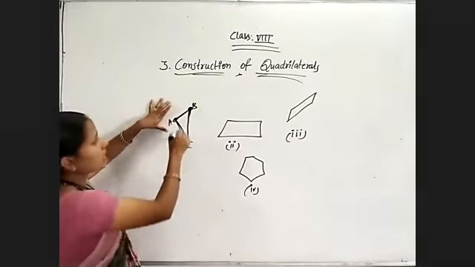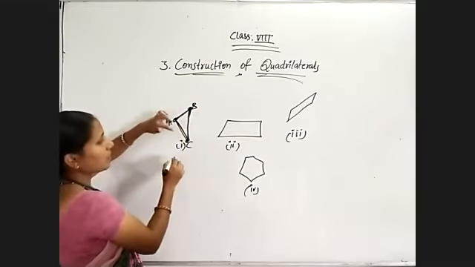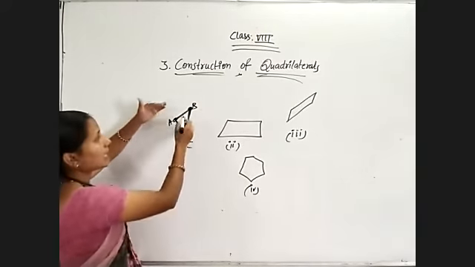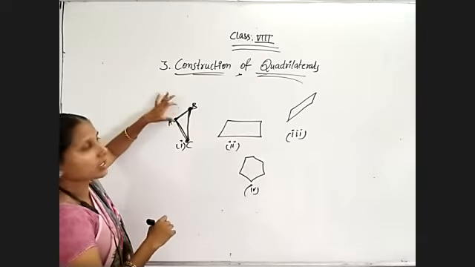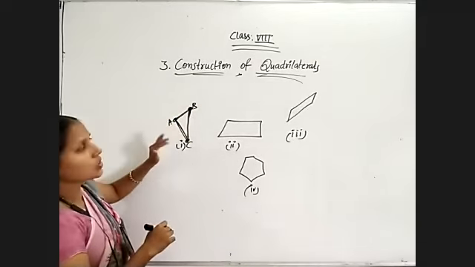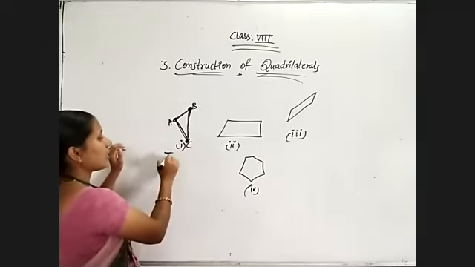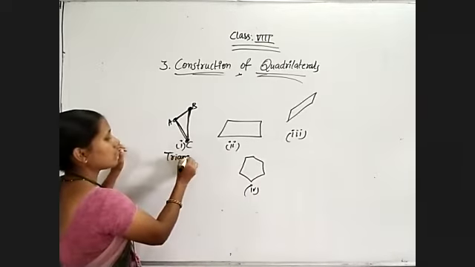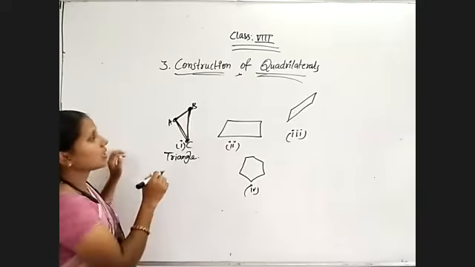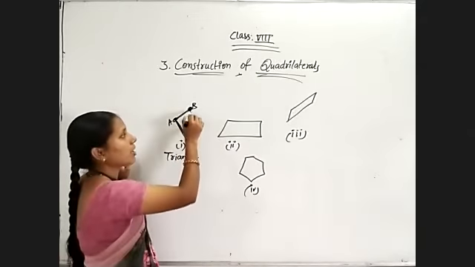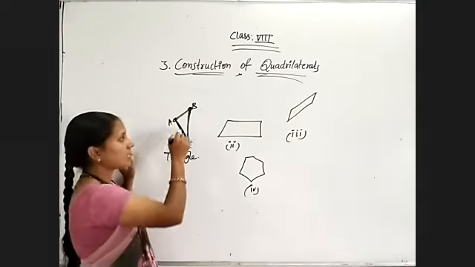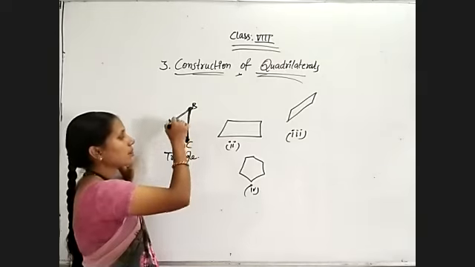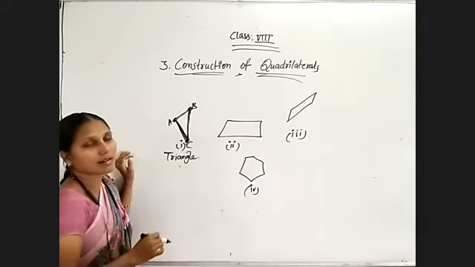Okay, 3 sides I have: AB, BC, CA, and it is a closed figure made up of 3 line segments, AB, BC, CA. So it is a triangle. My first figure is a triangle. Why? Because a closed figure made up of 3 line segments is known as a triangle. Otherwise, a polygon made up of 3 sides is known as a triangle.